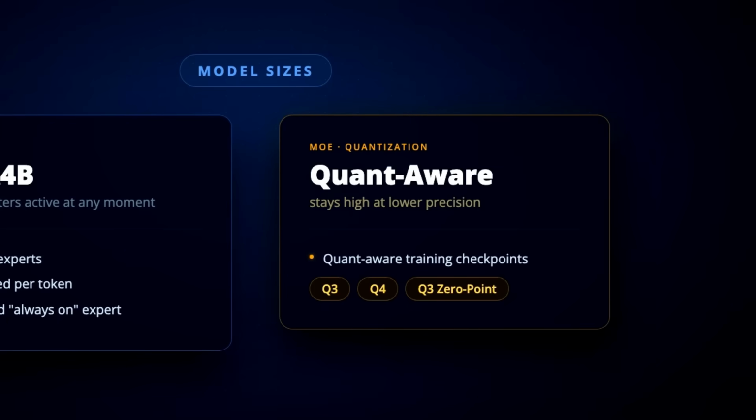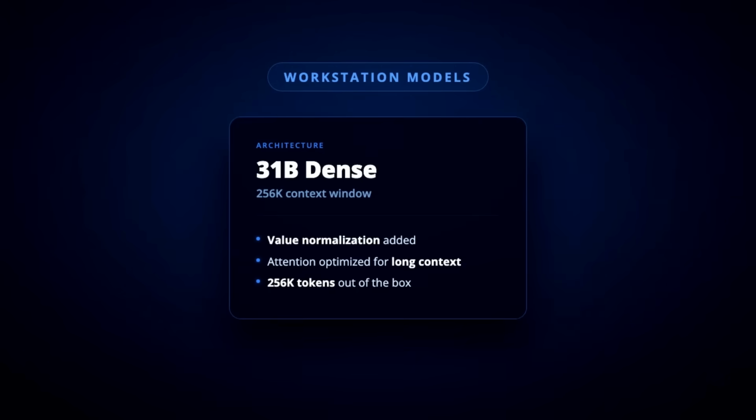Now, what if you don't want an MoE model? Well, the second model that they're releasing as part of their workstation group is a 31 billion parameter dense model. And this takes a different approach. It has fewer layers than Gemma 3, but with quite a number of meaningful architectural upgrades. They've added in value normalization, and they've changed the attention mechanism to something that's converging on what works best for long context. And speaking of long context, these workstation models have a 256K context window out of the box, so that's pretty significant for a local model.